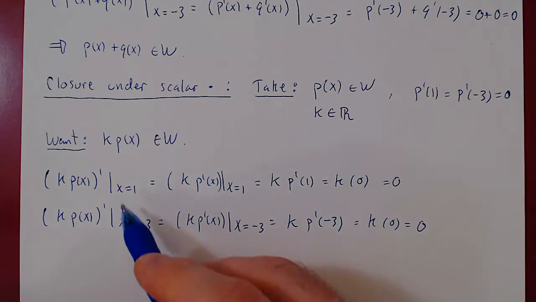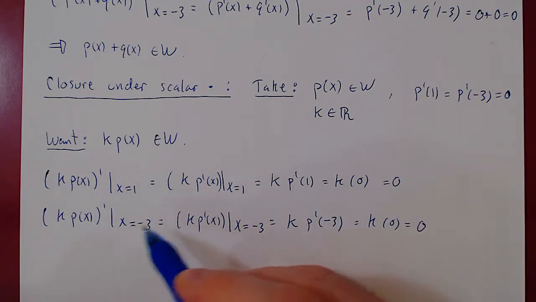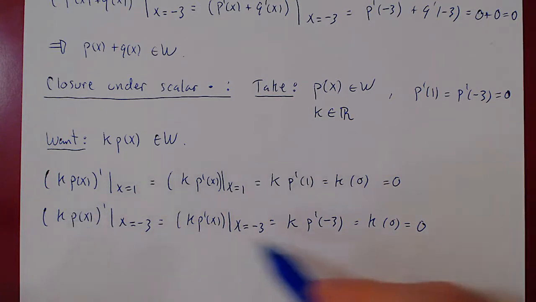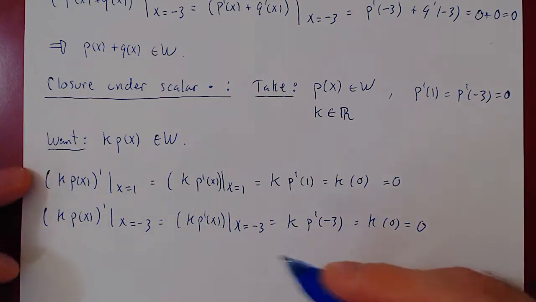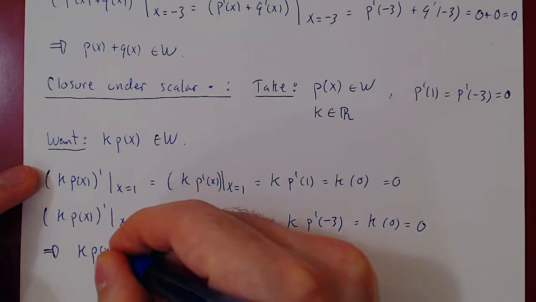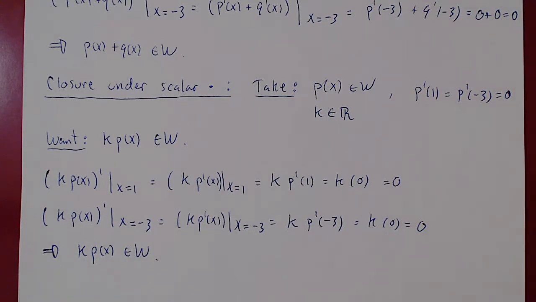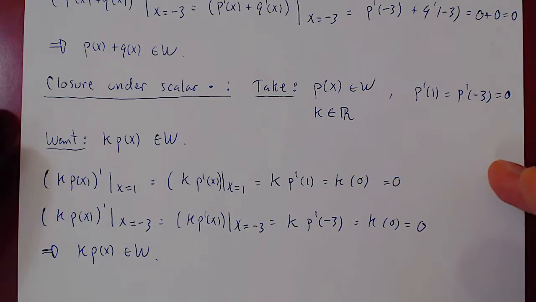And so you see that x equals 1 is a critical point of k p of x, and x equals negative 3 is a critical point of k p of x. Therefore, k times p of x is an element of our space. So we have now proved closure under scalar multiplication. And so, by the subspace theorem, W is indeed a vector space.